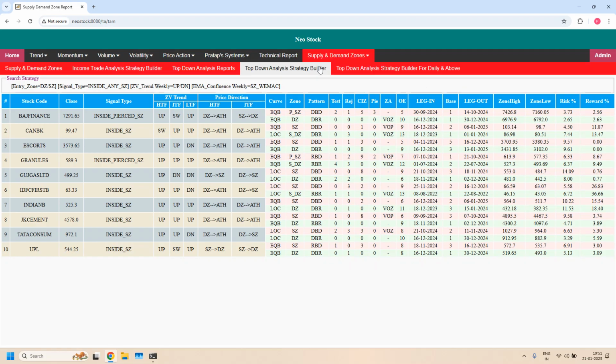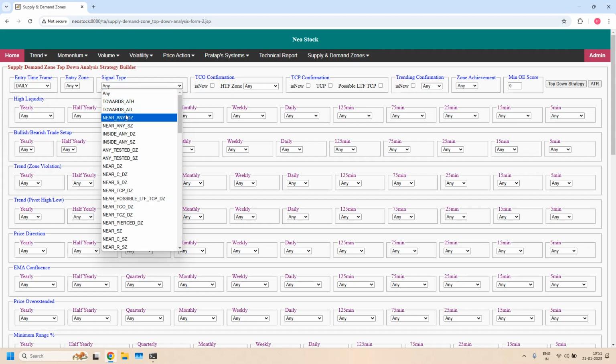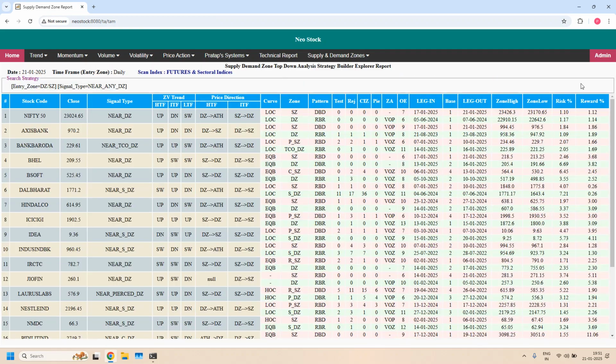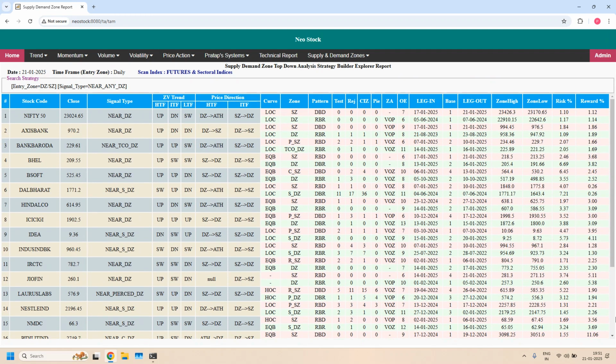Next time frame is daily. Entry time frame daily. Let us find the stocks near daily demand zone. We got 22 stocks. So first 15 stocks in the list. Let us identify high liquidity zones from this list.